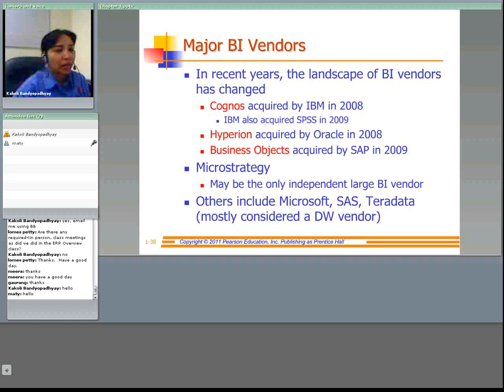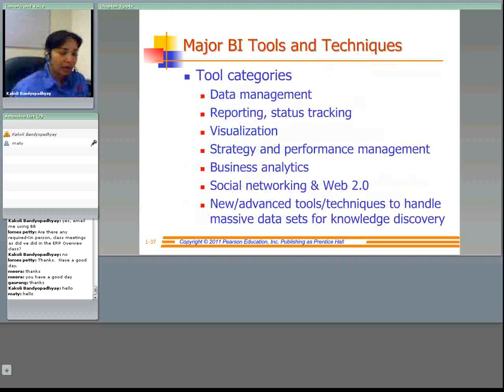So this is our chapter 1. In chapter 1, we have talked about defining business intelligence. We have talked about 4 components of business intelligence. We have business analytics, 5 styles of BI. Have I done the styles of BI? I think I missed the styles of BI.